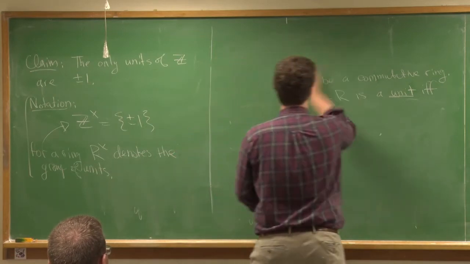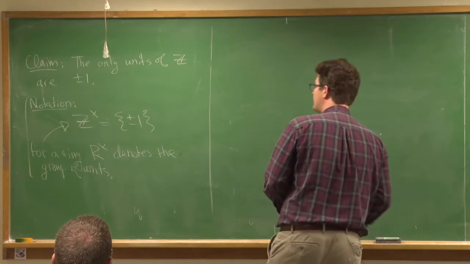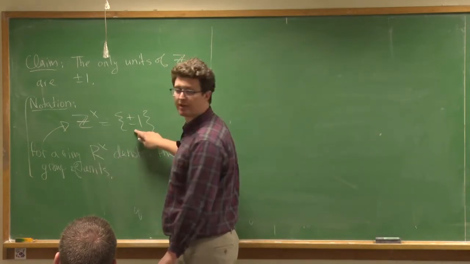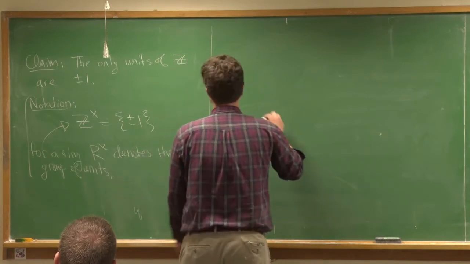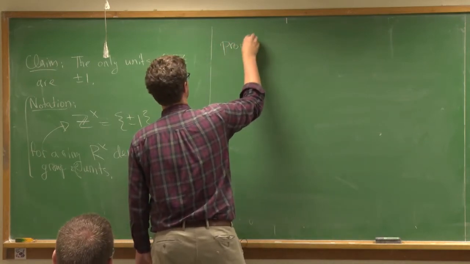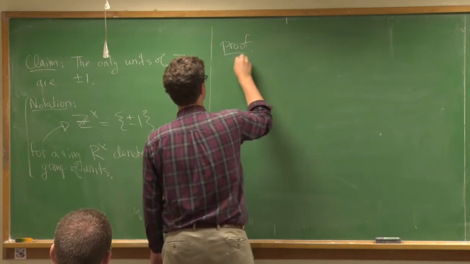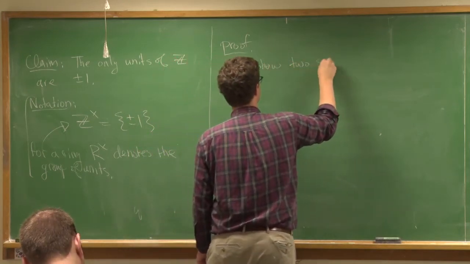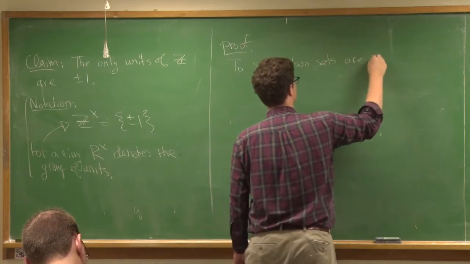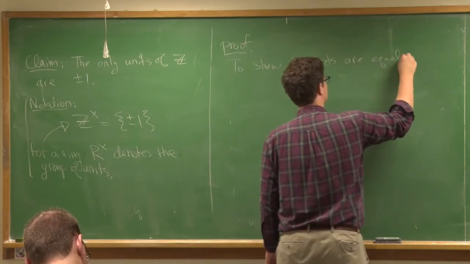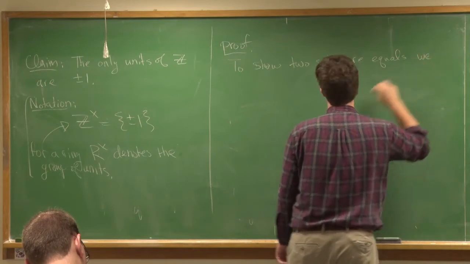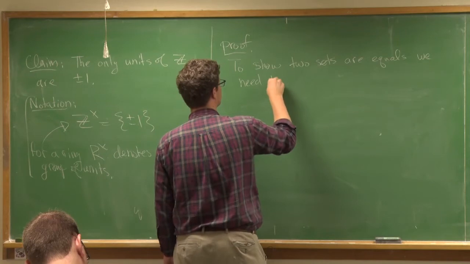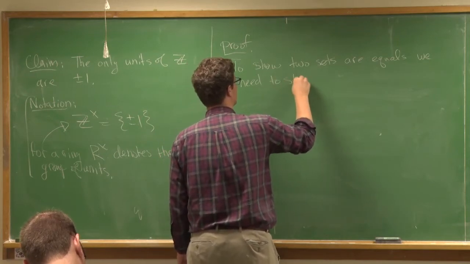To show that two sets are equal, you need to show they are both subsets of each other. Here's one set, the set of units, and here's the set containing plus 1 and minus 1.